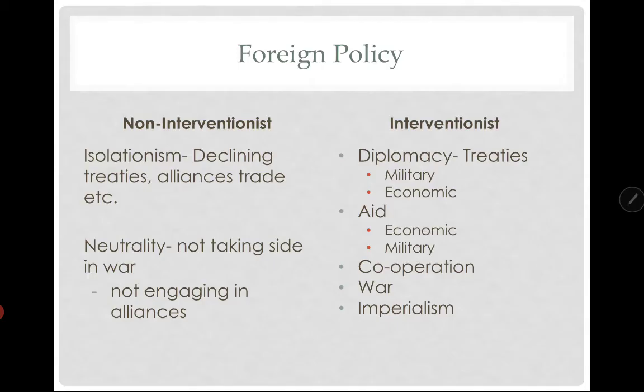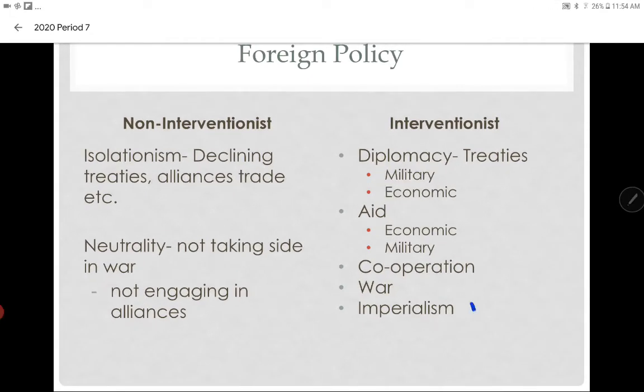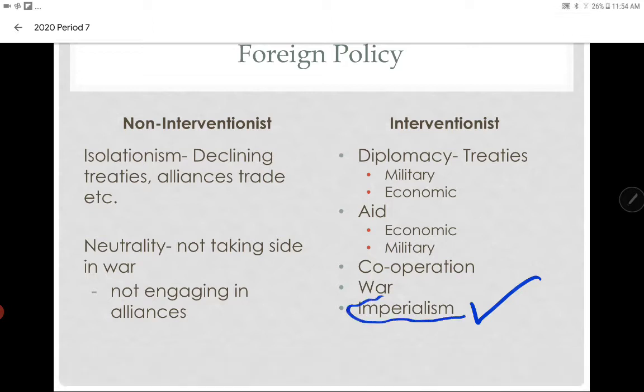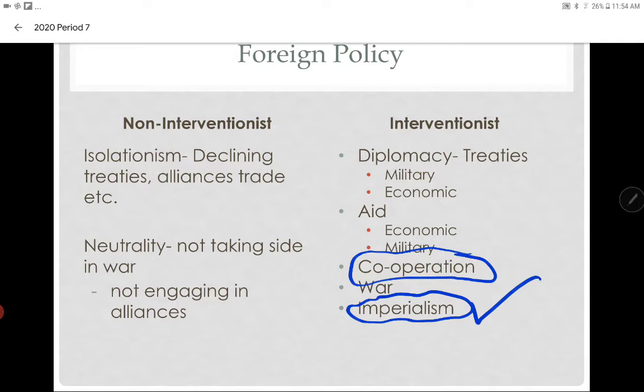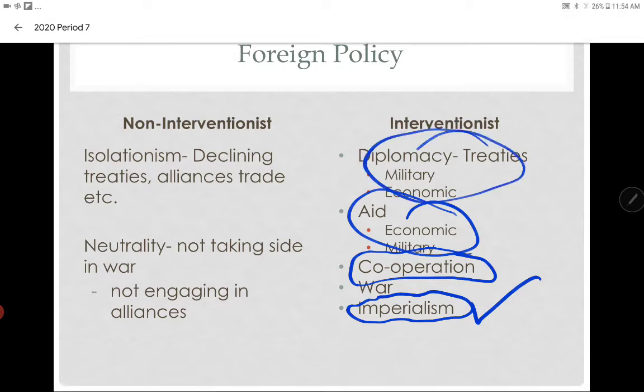So although we're trying to remain neutral, we are avoiding isolationism, but it's kind of a minor thing. And as we move into more interventionist things, there are treaties. You could do aid, you could do cooperation, war, and imperialism. One way we have seen that the United States is getting involved in the world even before World War One is imperialism. Right before World War One, we have the Philippine insurrection and the Spanish-American War, which is giving us our colonies. We are also giving aid and military aid to Central and South America, and we are getting involved in more of these diplomacies.